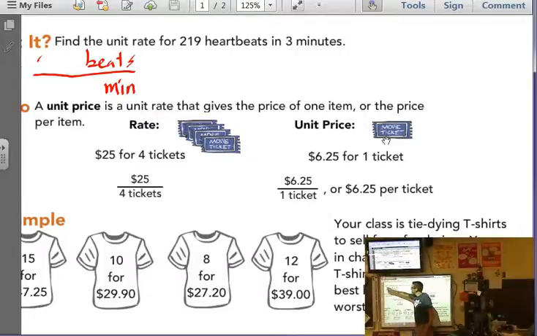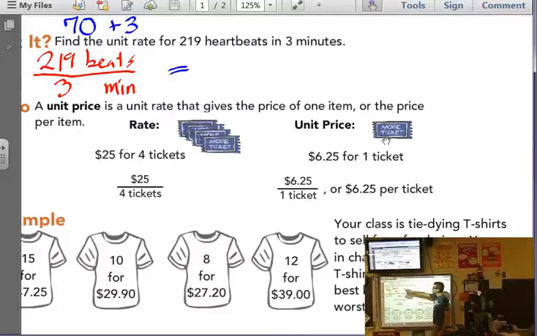But if I set up my 219 over 3, all I have to do is this division. Now we can break this up and make it easier. I see that calculator. 219 is pretty hard. What if this was just 21 divided by 3? That'd be 7. So think of it as 210 divided by 3, which gives you 70. Then 9 divided by 3 gives me 3, and we get 73 beats per minute.